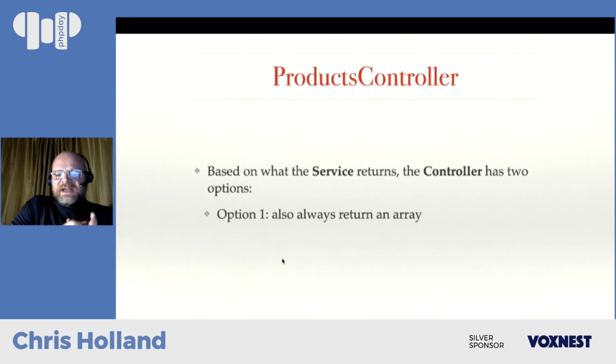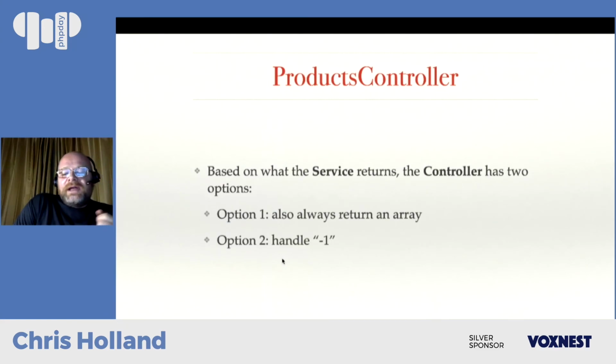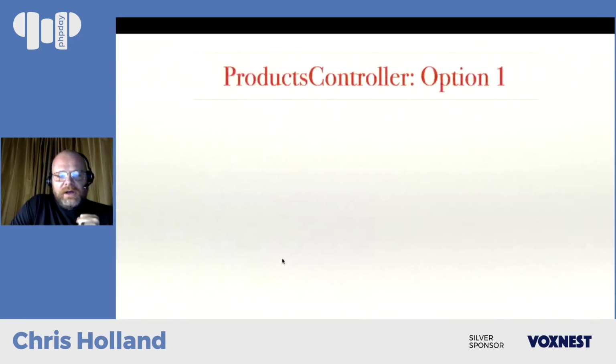The first scenario, option 1, is when the service always returns an array. So the controller is always going to return an array as well. Then we're going to look at option 2, when the service below the controller can either return -1 or an array. Right now, let's look at option 1, which is the most straightforward, with the least amount of code.